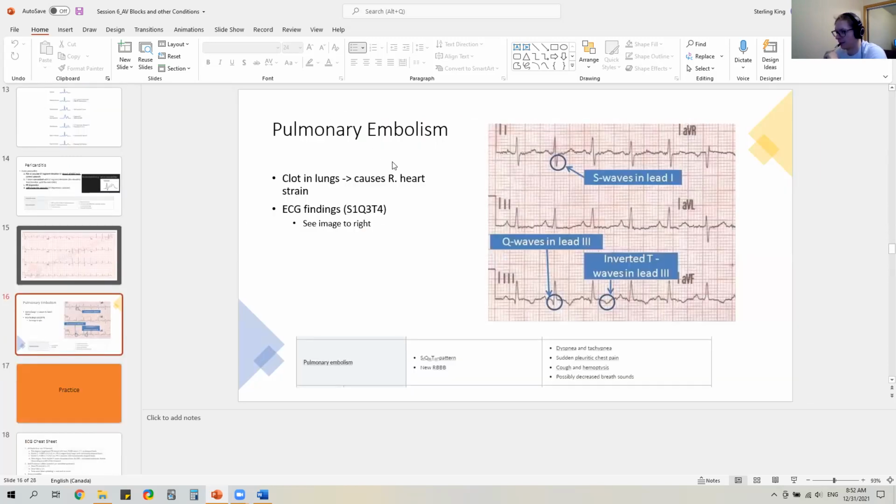Last thing, this is just in here for completeness, so you don't have to memorize it. It's kind of important though. So pulmonary embolism, essentially what happens is they get a really big S wave in lead 1, a Q wave in lead 3, and an inverted T. So lead 3 has a Q and an inverted T, and then lead 1 has an S wave.